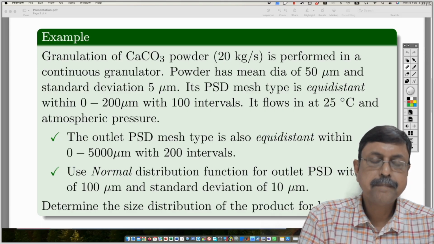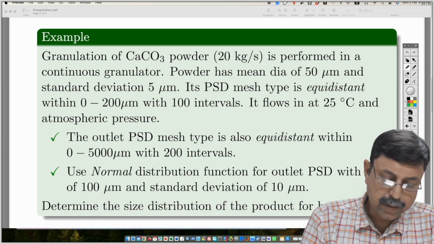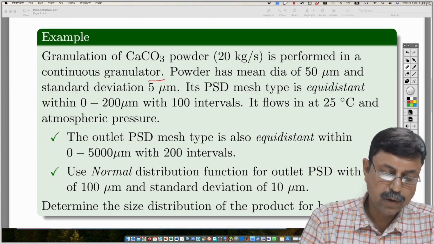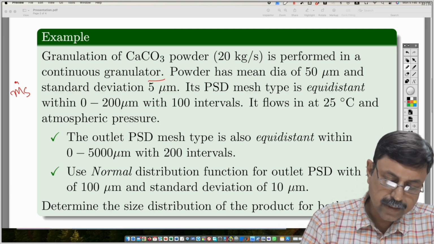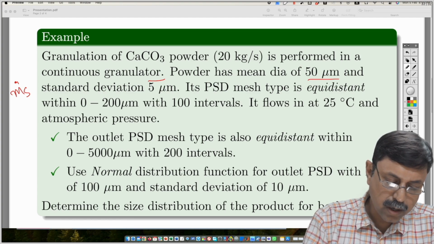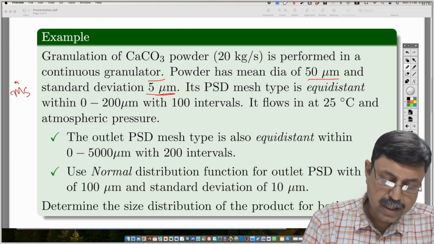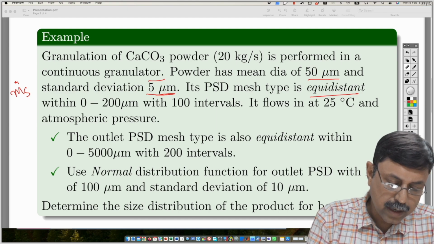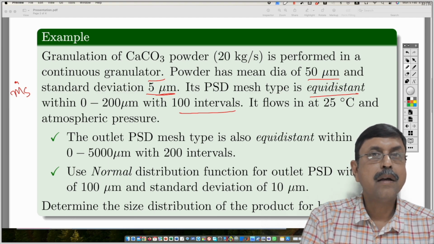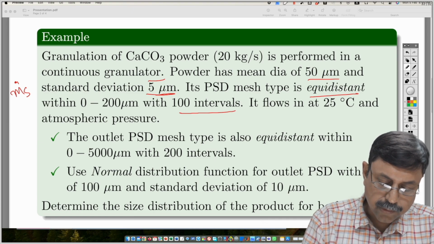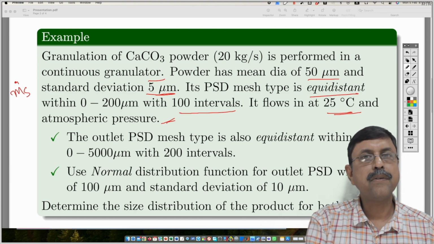So this is an example problem. Granulation of calcium carbonate powder 20 kg per second is performed in a continuous granulator. So the mass flow rate is given. Powder has a mean diameter of 50 micron and a standard deviation of 5 micron. Its particle size mesh type is equidistant within 0 to 200 micron with 100 intervals. So the particle size distribution of the inlet powdered particles has been mentioned. It flows at 25 degrees centigrade and atmospheric pressure. So all the conditions of the inlet have been mentioned.